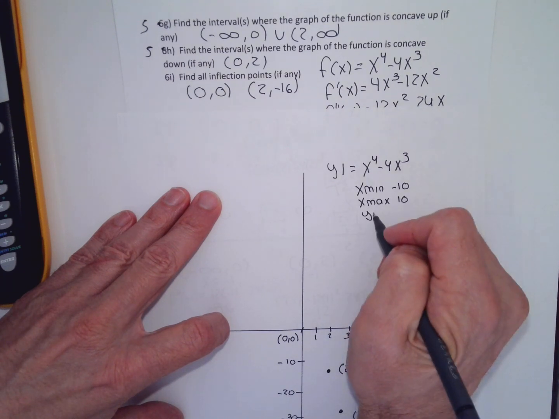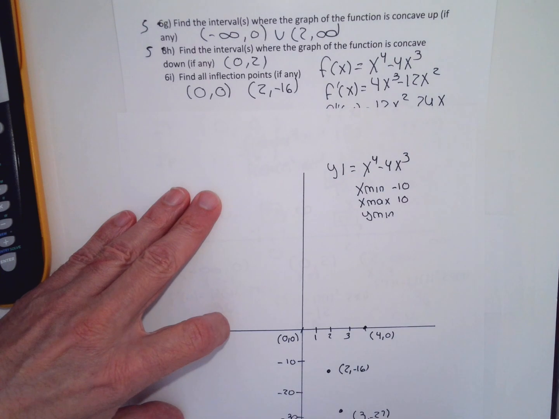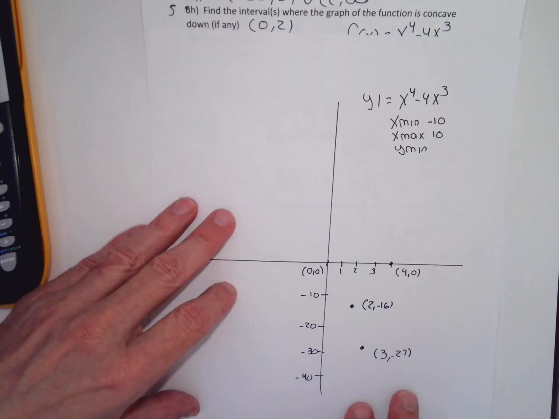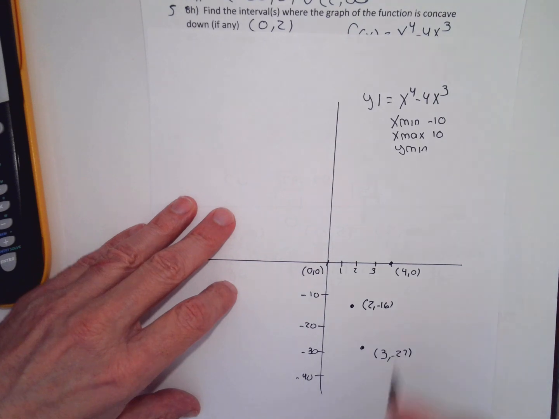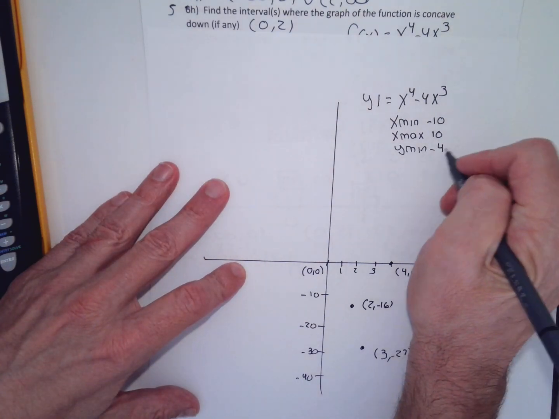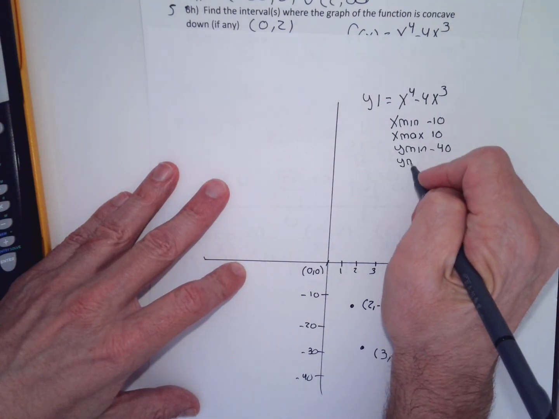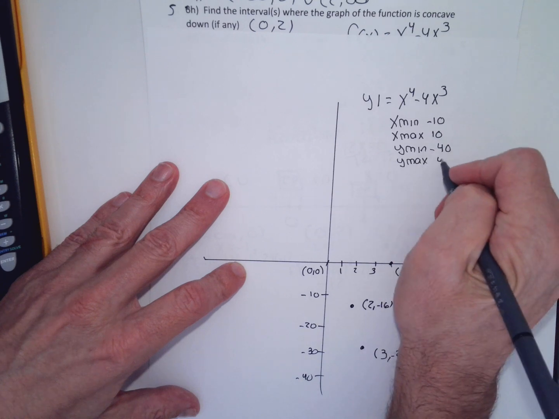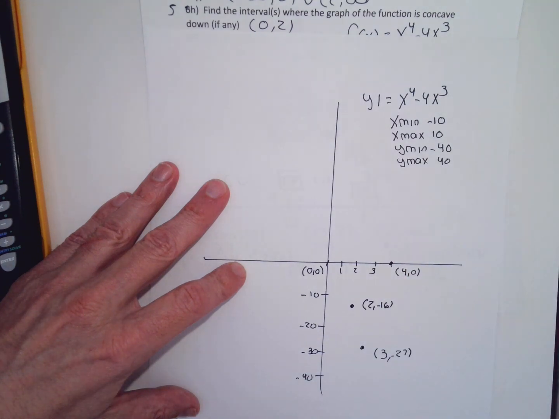But my y min needs to at least go down to negative 27. And if I just made it right at negative, oh, you can't even see it. If my y min went just to negative 27, it wouldn't be low enough. I'm going to go to negative 40. And I like the symmetry. So I'm going to make my y max 40.